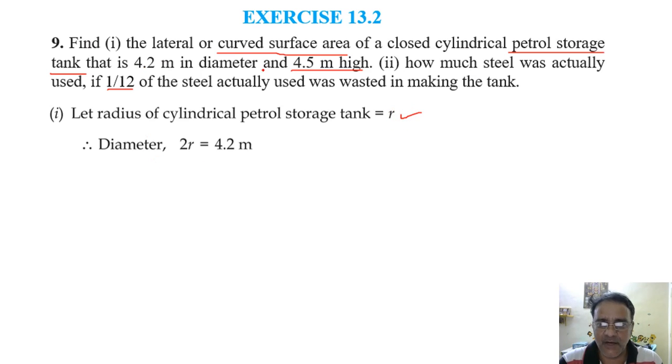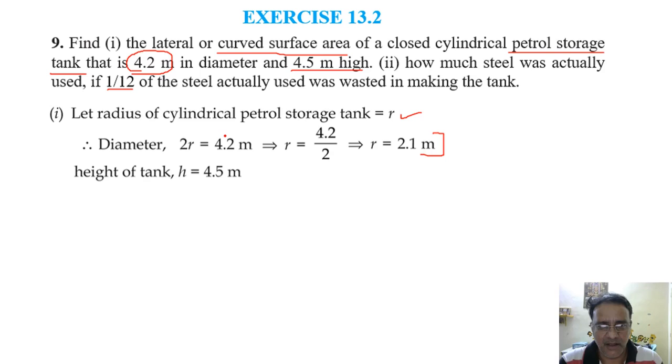So diameter दिया हुआ है यहाँ पर 4.2. So radius कितना हो जाएगा? 2.1. Right. So R will be 2.1 meter. And next, height of the tank is given, 4.5 meter. Now we only have to find lateral surface area. Lateral surface area के लिए केवल R और H चाहिए. Okay, we should have R and H and both the values are given.